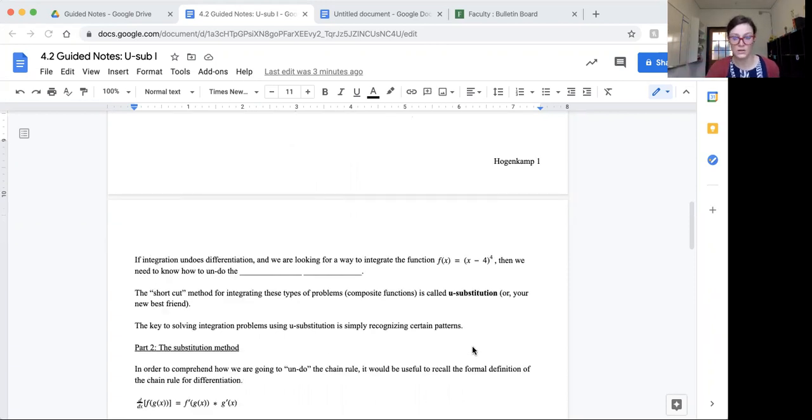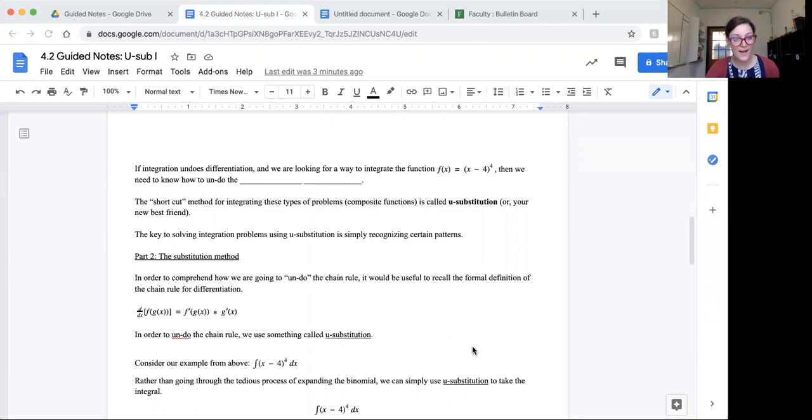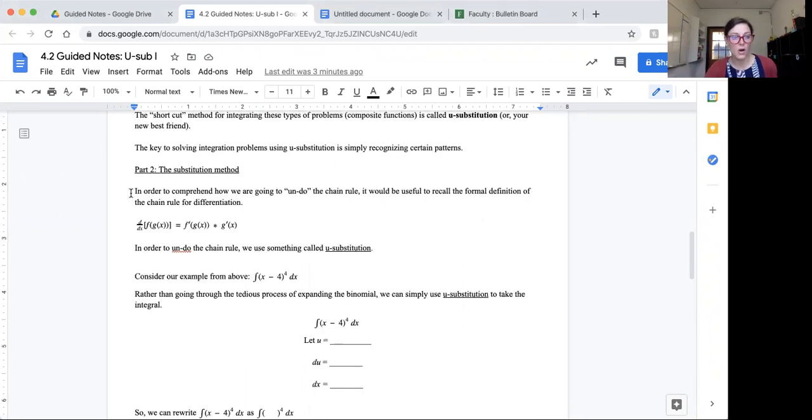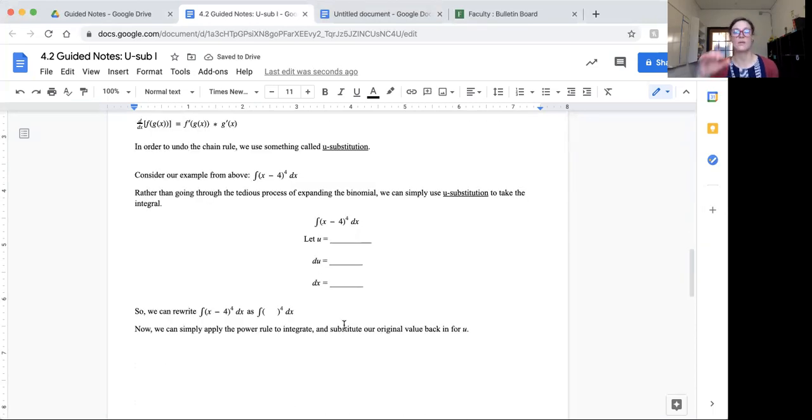So the shortcut method for integrating these types of problems is called U substitution, also known as your new best friend. You're going to use it all the time. And the key to solving integration problems using U substitution is just recognizing certain patterns, okay? So in order to comprehend how we're going to undo the chain rule, it's useful to recall the formal definition of the chain rule. So the derivative of f of g of x is equal to f prime of g of x times g prime of x. And in order to undo the chain rule, we will use something called the U sub.